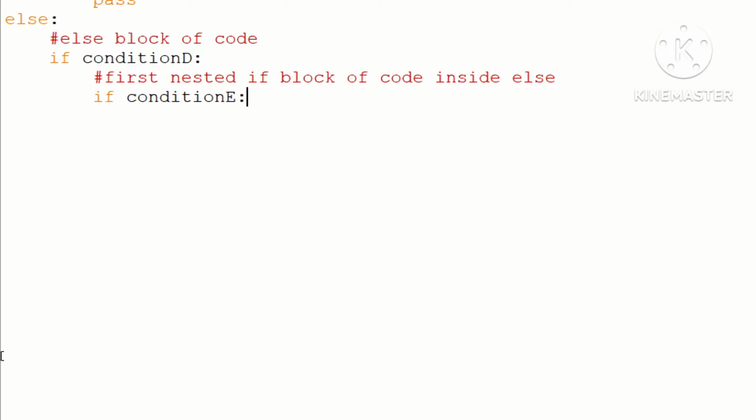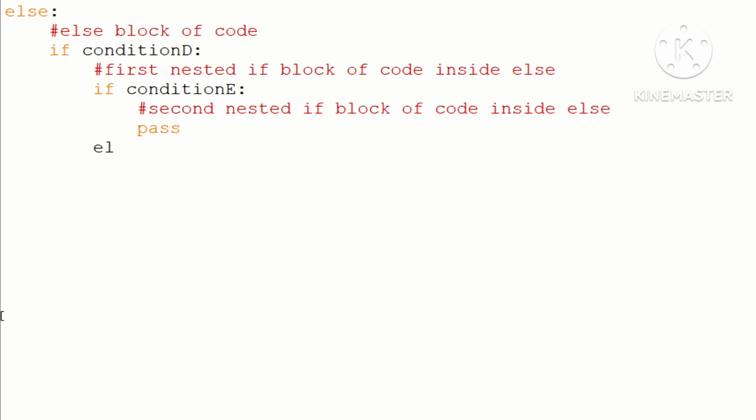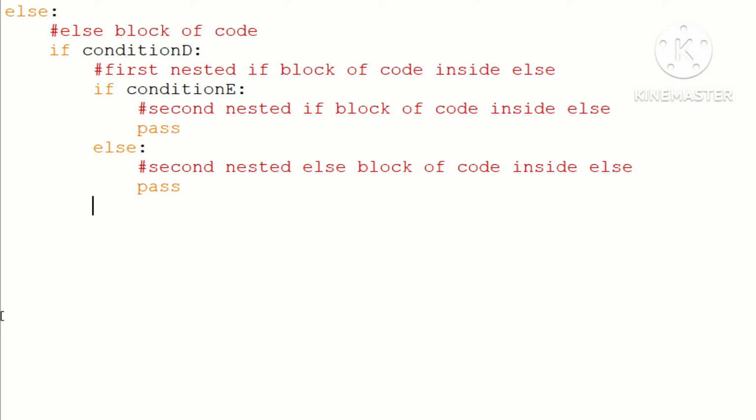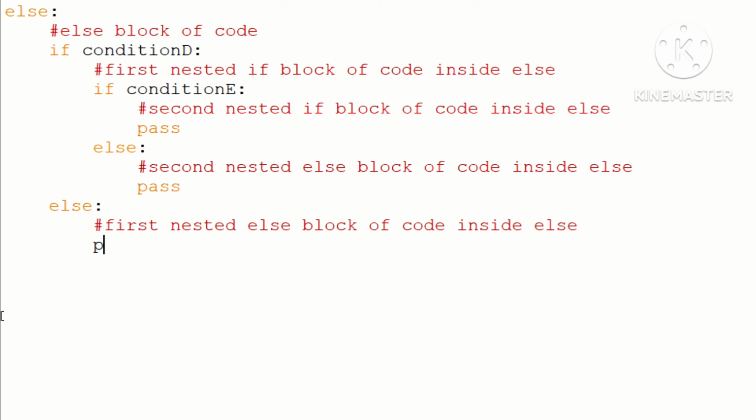colon, press enter, it automatically takes indentation. Hash second nested if block of code inside else, press enter, pass, else colon, press enter, it automatically takes indentation. Hash second nested else block of code inside else, pass, press enter, press backspace on the keyboard, else colon, press enter, it automatically takes indentation. Hash first nested else block of code inside else, pass.